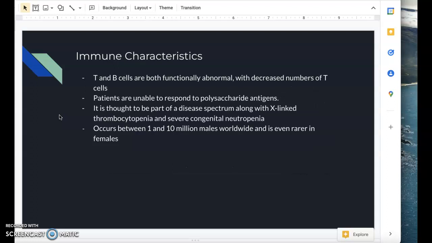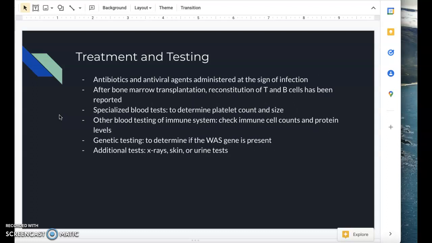Some immune characteristics are that T and B cells are both functionally abnormal, and they also have decreased numbers of T cells. They are unable to respond to polysaccharide antigens, and Wiskott-Aldrich syndrome is thought to be part of a disease spectrum, along with X-linked thrombocytopenia and severe congenital neutropenia, and all of these have very similar symptoms to one another, so it's thought that they are all together as one syndrome that can affect the body in several different ways. And it occurs in 1 to 10 per million males worldwide, and is even rarer within females.